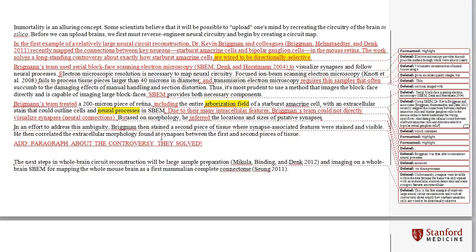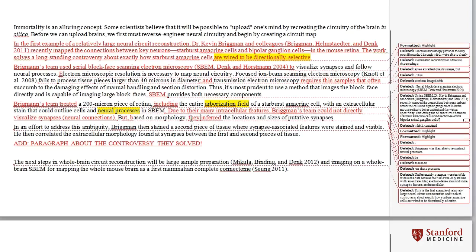I'm going to add the word "but" here. But, so they can't directly visualize them, so they're going to infer them. But based on morphology, he inferred the locations and sizes of putative synapses. I'm actually going to change that to "they," because it's not one person that was working on this study, it was a team. So let's keep it to team and "they." They inferred the locations and sizes of the putative synapses.